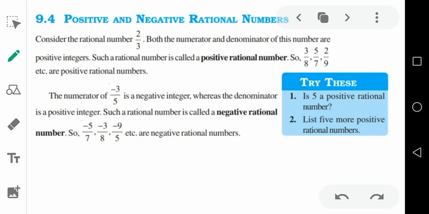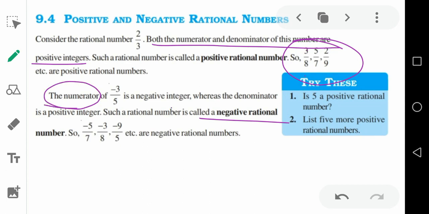Both the numerator and denominator should be positive. Then we can say they are positive. So here we have the examples. 3 by 8, 5 by 7. Numerator is 3, denominator is 8. Both are positive. So we can say that they are positive rational numbers. Easy only, right? Now coming to negative rational numbers.